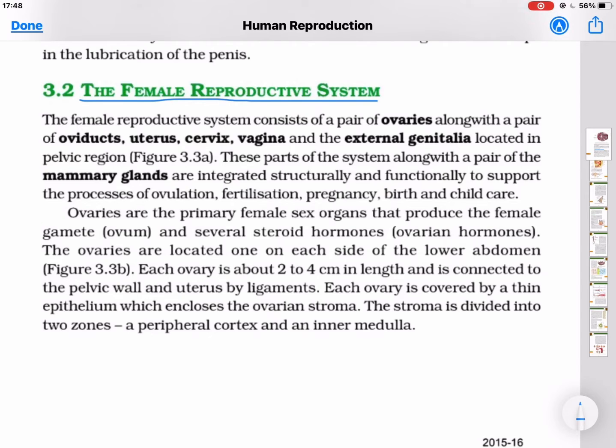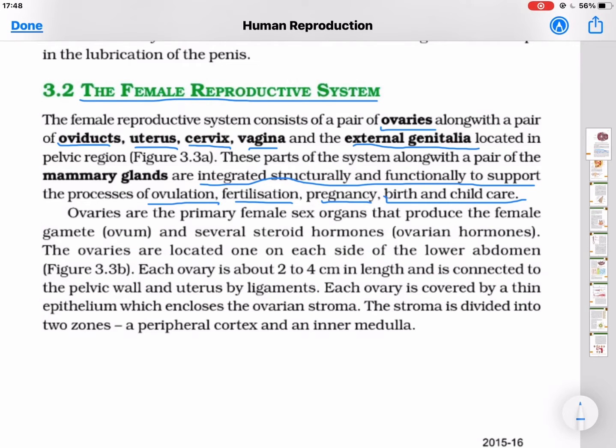The female reproductive system consists of a pair of ovaries along with a pair of oviduct, uterus, cervix, vagina, and the external genitalia located in the pelvic region. These parts of the system, along with a pair of mammary glands, are integrated structurally and functionally to support the processes of ovulation, fertilization, pregnancy, birth, and childcare.